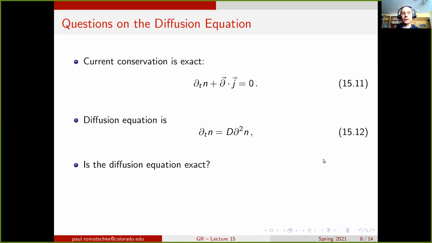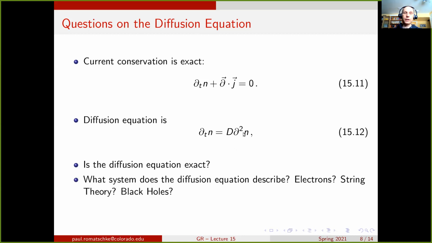And we can ask ourselves a number of questions, such as, is the diffusion equation exact? Another question that we could ask is, what system does this diffusion equation actually describe? Does it describe electrons? Does it describe something more exotic like string theory? Does it describe black holes? And finally, we could ask ourselves, how does the microphysics of the system that we want to describe actually enter in the diffusion equation? I will provide some brief answers, in particular to the first part of this question, namely whether the diffusion equation is exact.